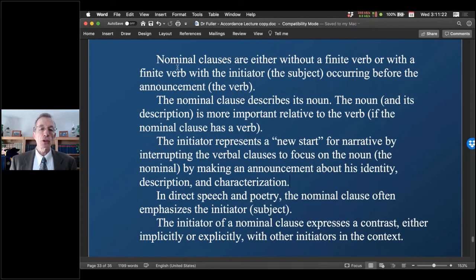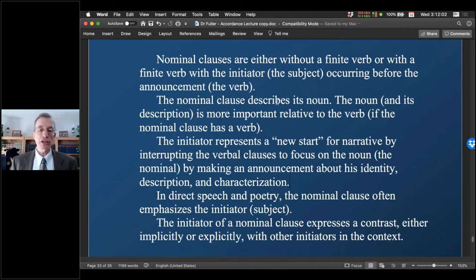Okay. And so again, if you have a nominal clause without a finite verb, that's obviously a nominal clause. And by the way, the word nominal is just another word for noun. Okay, it's really noun clauses to them. And so if it's without a finite verb, it's just nouns. Or if it has a finite verb, again, you will not call it subject and agent to them. You'll call it an initiator. And again, that's the subject of a nominal clause. And it must occur before the announcement, which again is what we would call the verb. Now they're calling it an announcement. All right, so they're different things.